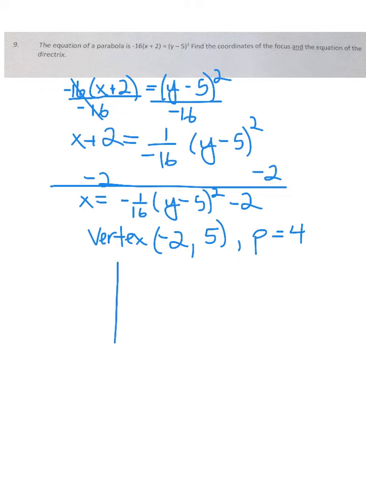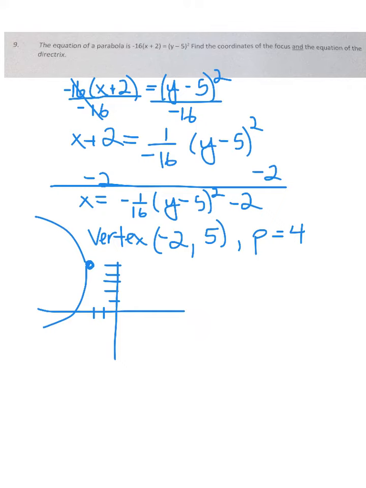So I'm going to draw a picture. And I've got -2, 5. So -2, 1, 2, 3, 4, 5. So here's my vertex. Remember I said that it opens to the left, and it opens to the left because, again, it's an x equals, so it's got to be left or right. And because the 1 over 4p is negative, that means that it opens to the left. All right, so it's going to go like that, right?